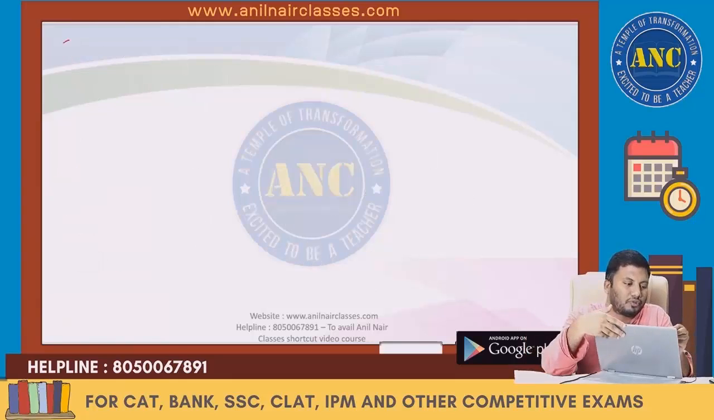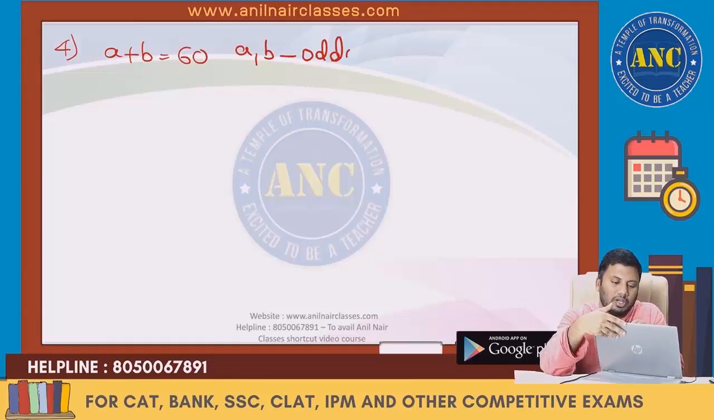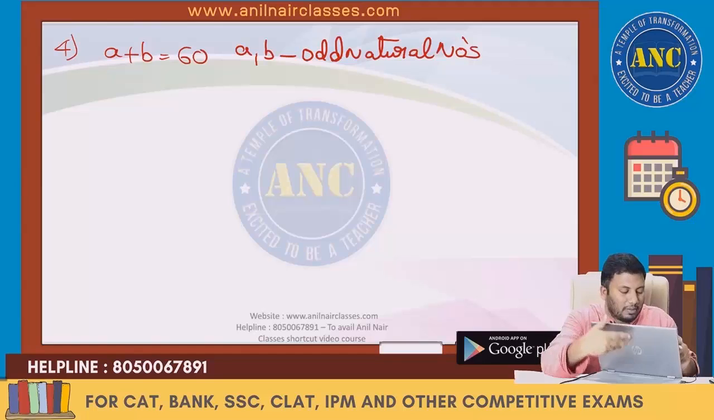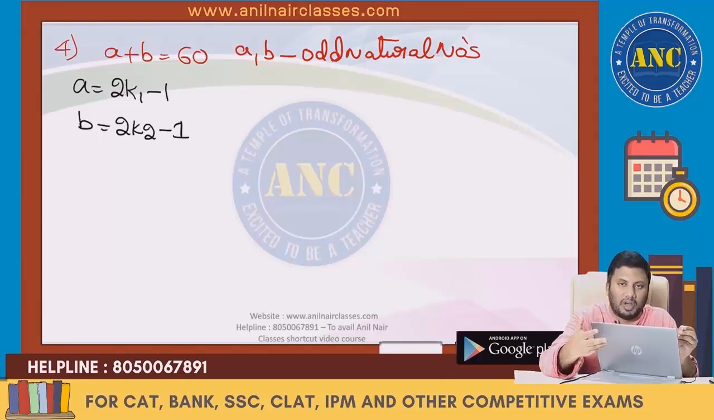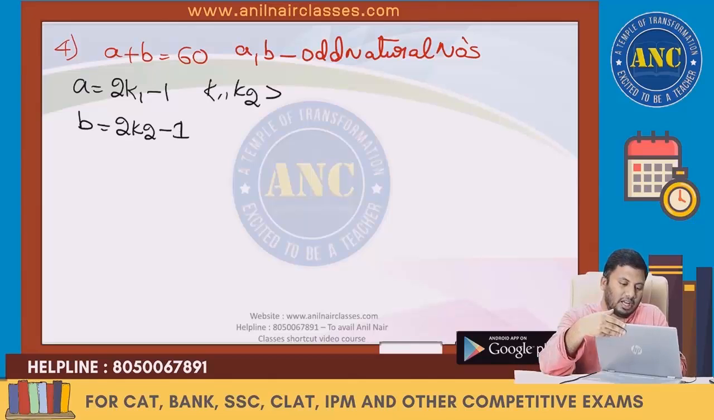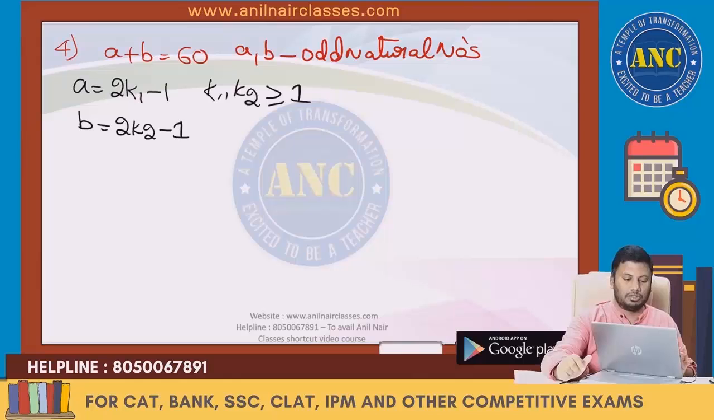Keep solving a lot of questions, sir. A plus B equals 60, A and B are odd natural numbers. Any odd number can be written as 2k plus 1 or 2k minus 1. I will take 2k1 minus 1. Why? Because I want the variables to start with 1. Even if it starts with 0, it will give you the answer, but we know the approach to solve it when the variables start with 1. So here k1 and k2 are greater than or equal to 1.